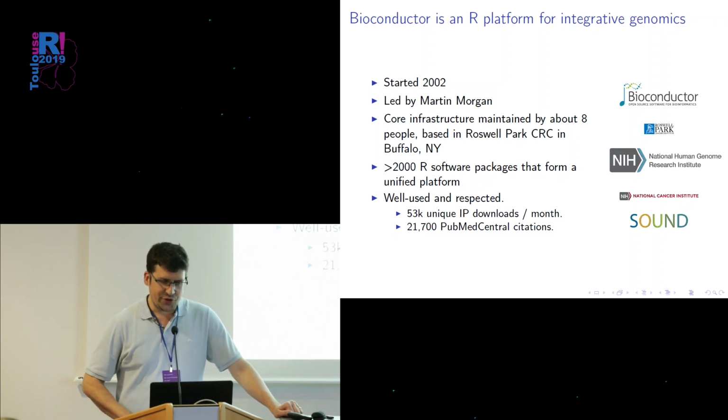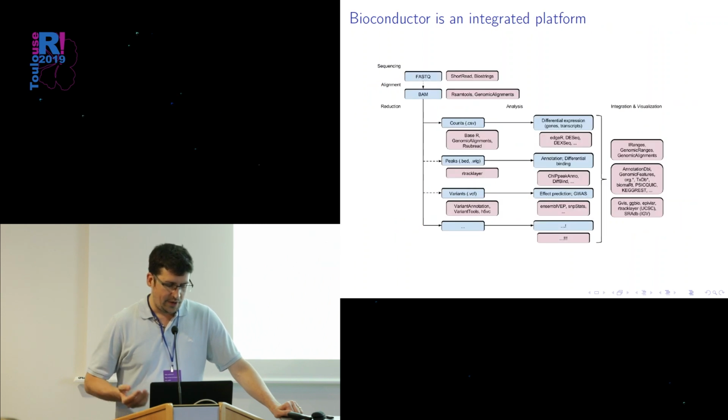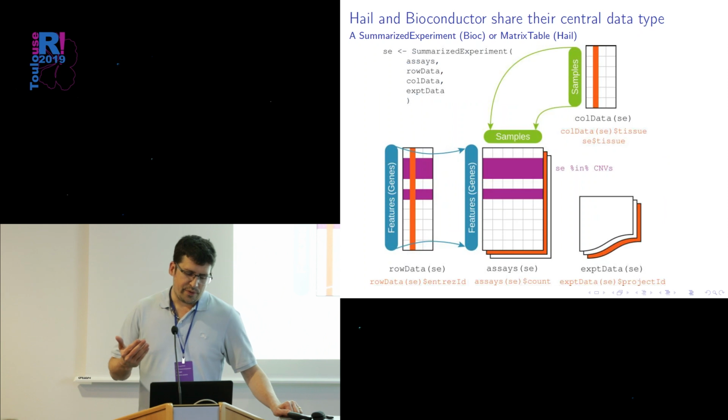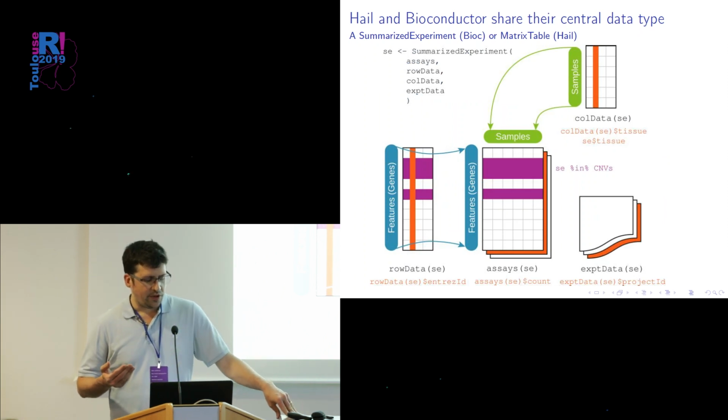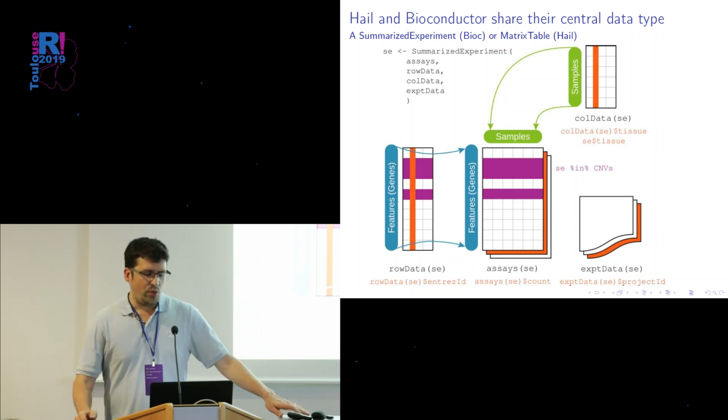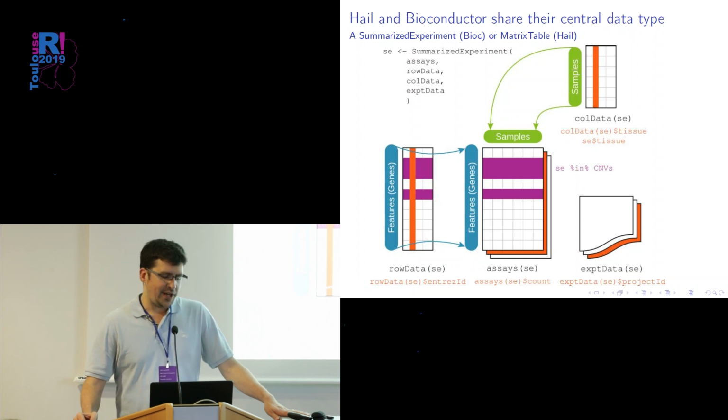But it has a lot of packages, and they're all integrated on top of a set of infrastructure packages that unify everything and ensure interoperability between all these different packages developed by people across the world. And they're based on these key data structures. The most key data structure for most of the statistics that are done with Bioconductor is something called the summarized experiment. But this is the same data model as what Hail calls the matrix table.